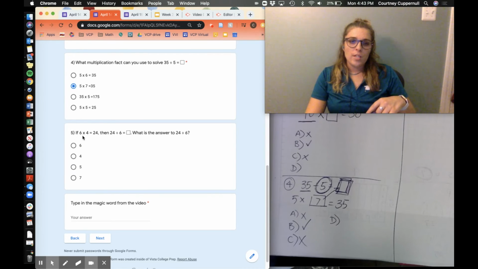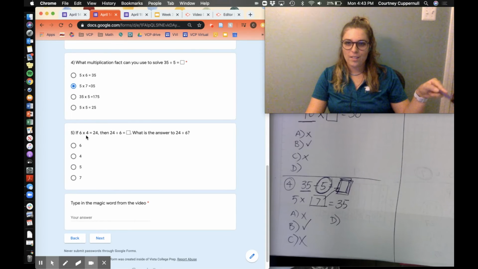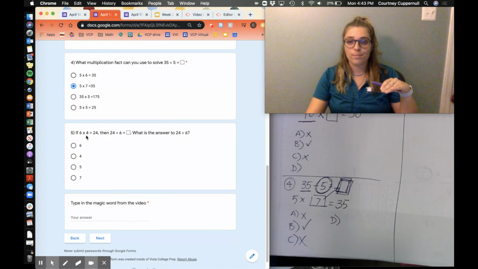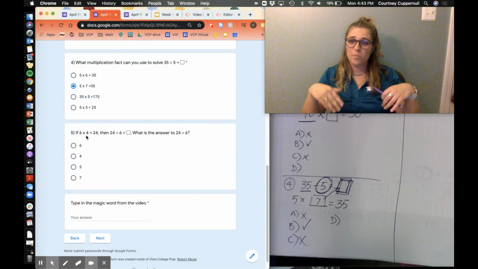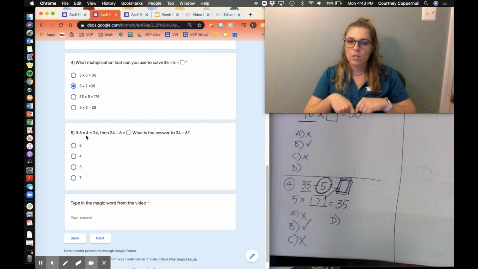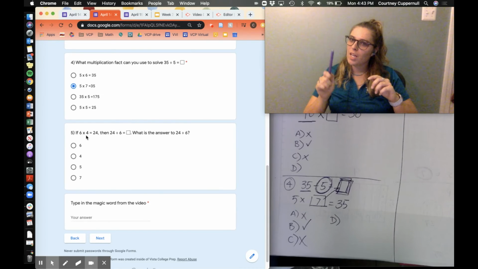So it tells me here 6 times 4 equals 24. It tells me, hey there, 6 groups with 4 objects in each group will equal a total of 24 objects. Now I want to know, if I wanted to take those 24 objects and split them into 6 groups, how many would go into each? Well, wait a second. I believe it tells me in the question.